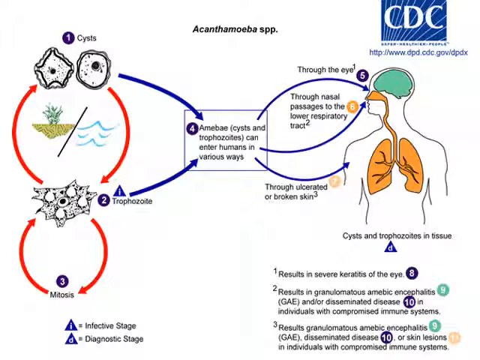It is an opportunistic parasite. Both the cyst stage and the trophozoite are infective to the human, and can enter the human by three ways: through the eye causing keratitis, through the lung and blood vessels to the central nervous system, or through ulcerated or broken skin. We have three types of disease: severe keratitis of the eye, and granulomatous amoebic encephalitis, GAE, a disseminated disease in individuals who are immune compromised. It can be diagnosed by cysts and trophozoites present in tissue.